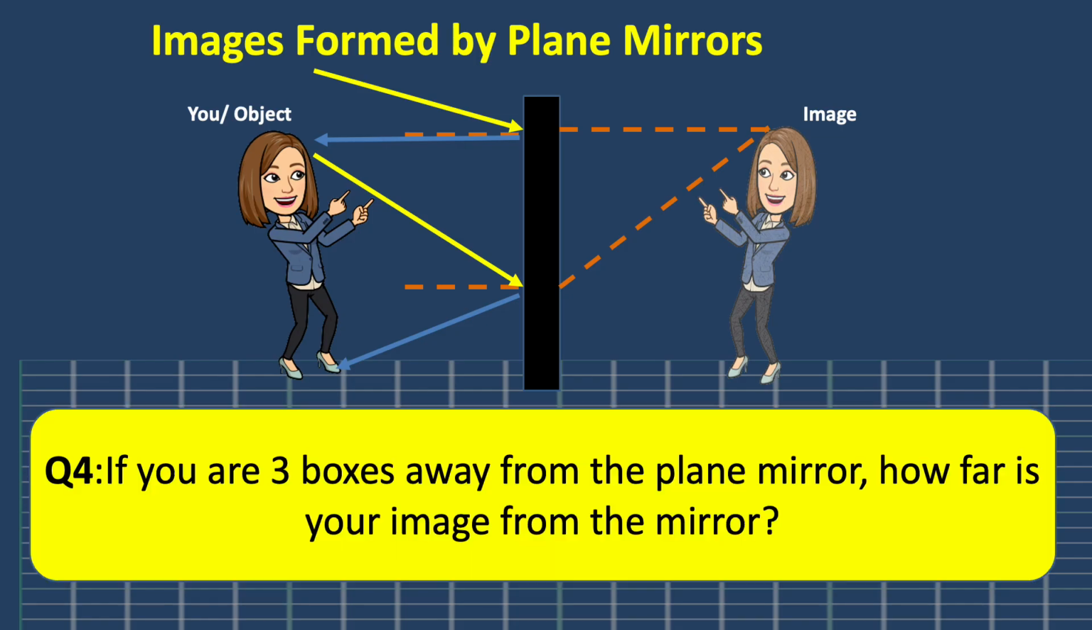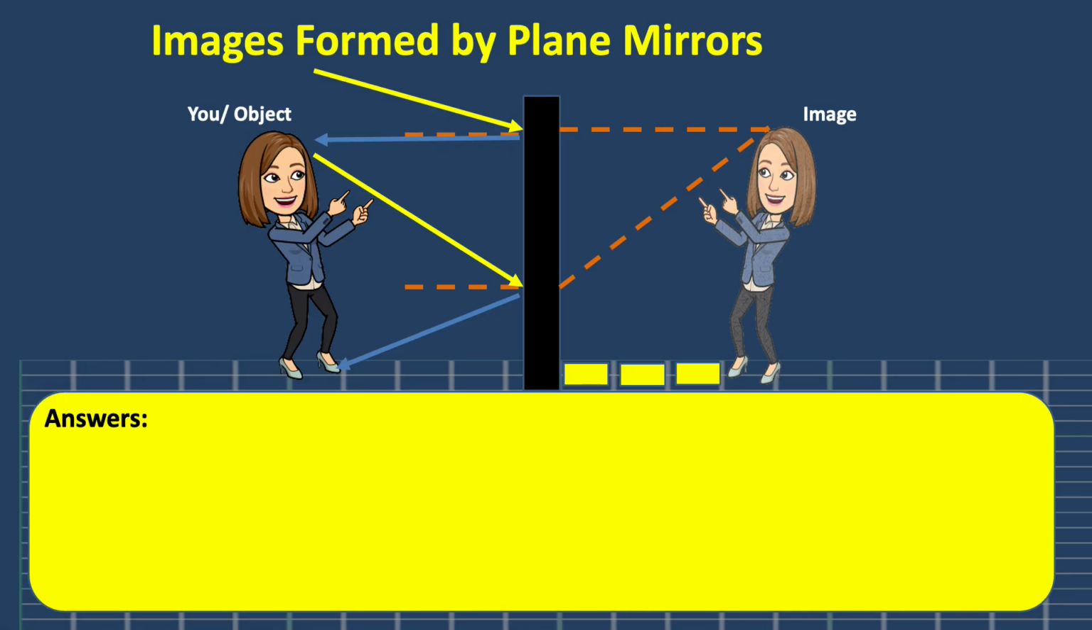Question number 4. If you are 3 boxes away from the plane mirror, how far is your image from the mirror? The image is also 3 boxes away, or the same distance. This means the object distance is equal to the image distance. The image is always as far behind the mirror as the object is in front of it.